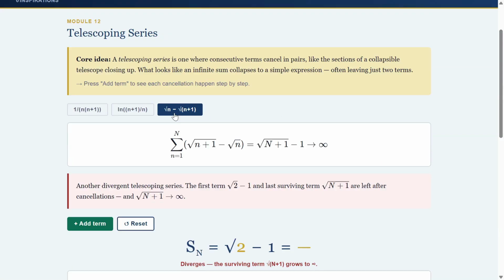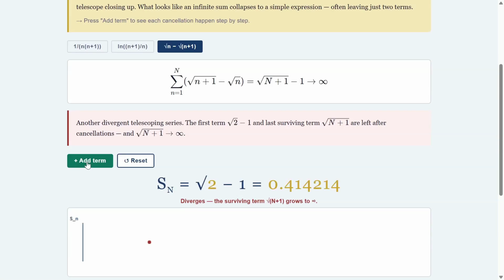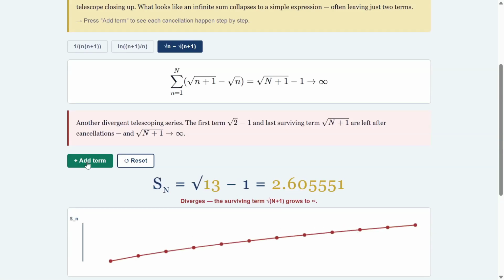Finally, the sum of the square root of n plus 1 minus the square root of n. Again, in this case, the sum will tend to infinity. And we can test that by adding more and more terms. We can see that we've got the square root of 13, 14, 15, 16, which is going to diverge.